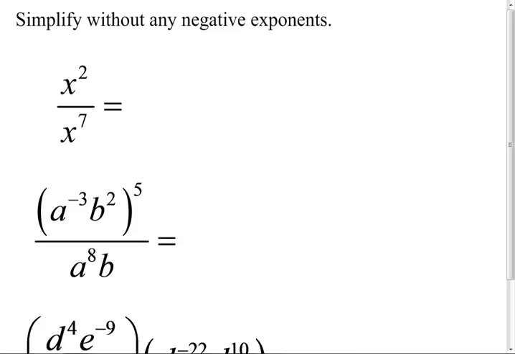Okay, what about this? X squared over x to the 7th. Where are there more? Matt? Where do I have more? X's. How many more? Okay, what's in the numerator? Oh, you can't just make it go away. There's a number there. 1.